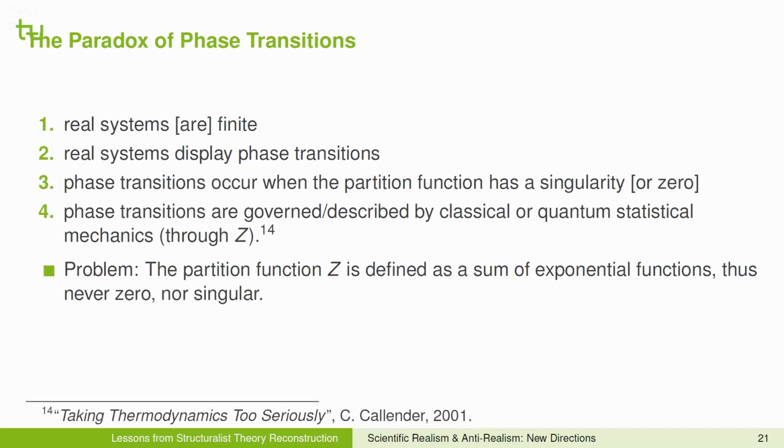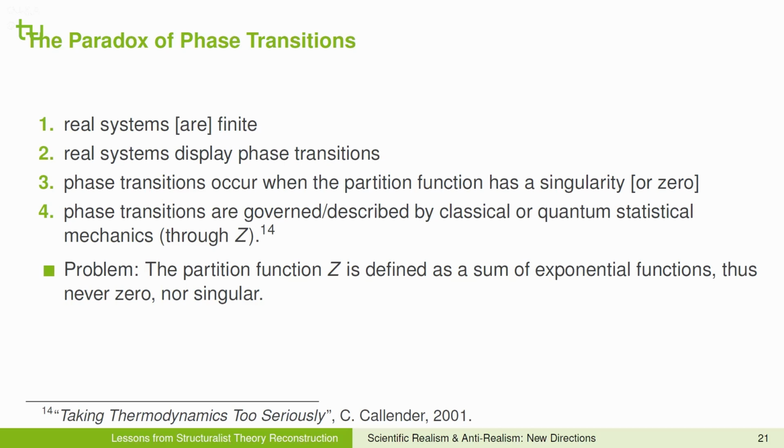The argument here is the paradox of phase transitions. Interestingly, it is discussed not only in philosophy of physics but also in physics itself. It is usually discussed in either one or the other, but here we found it in both. So what's the problem? In classical or also quantum statistical mechanics, the partition function is a sum of exponential functions, so it can never be zero or singular. It's always an analytic function. Then the definition of phase transitions in statistical mechanics will say this will never happen.